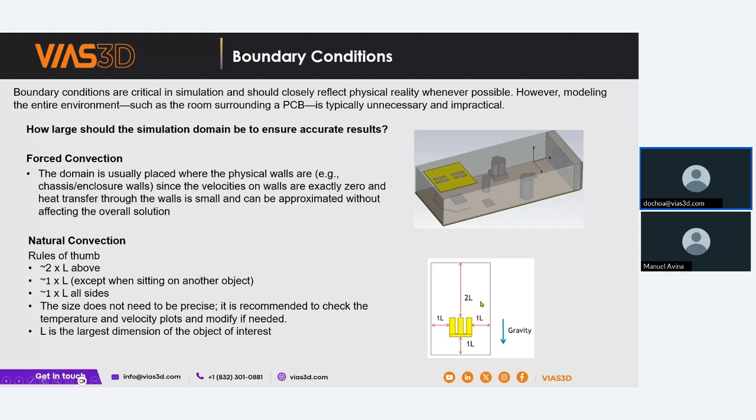2 times up and 1 time down and to the sides, basically. This does not need to be precise, of course. My recommendation is always to check the temperature and velocity plots and modify the size if needed.